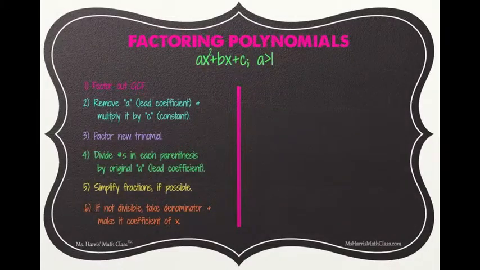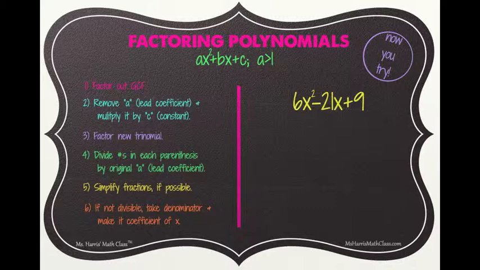I'll leave you with a problem for you to try on your own. Factor the trinomial 6x squared minus 21x plus 9. You can find the answer in the description box below.